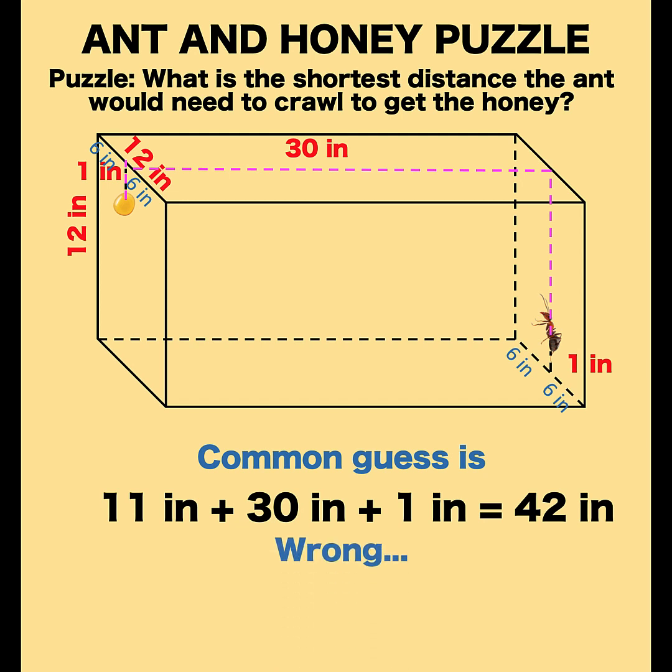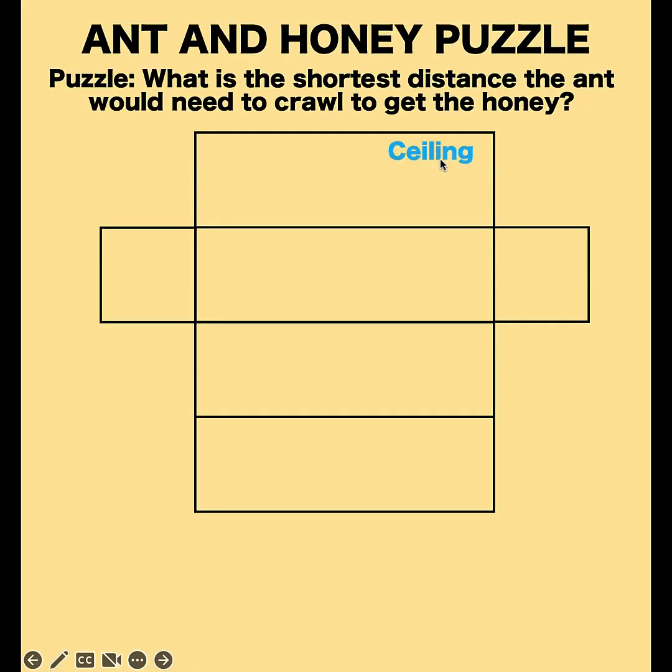So how are we going to identify the shortest distance that the ant must have to travel in order to arrive at the honey? In order to answer this question, we need to think outside the box. One way of answering this problem is to open up the box this way. This is the ceiling of the box. This is the floor of the box. So that means this is the side and this is another side. Now the ant would be located here and the honey is located here.